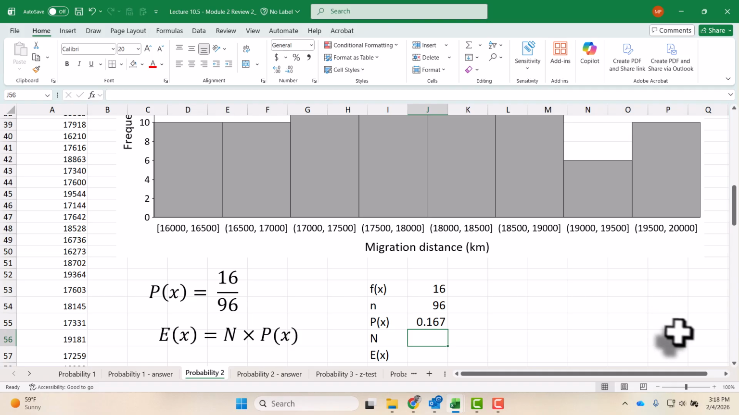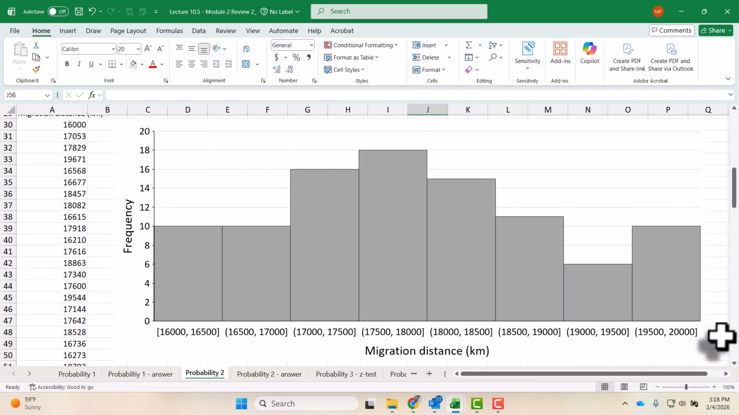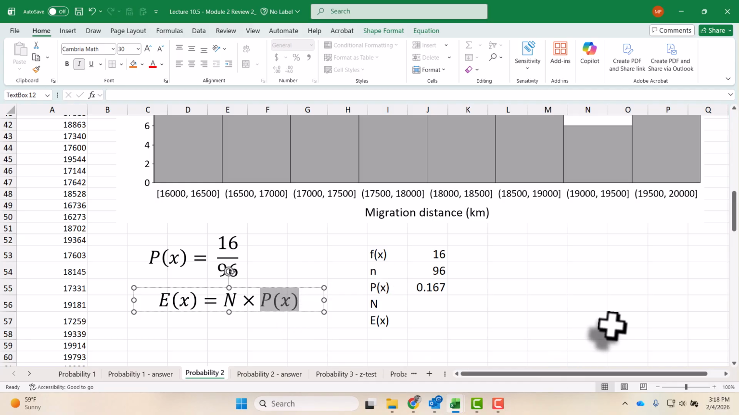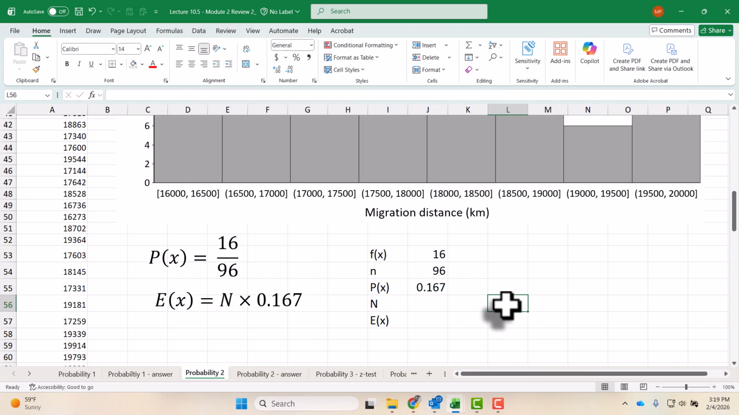What this tells us is that among the whales that we've tracked, we have a 16.7% likelihood of selecting one at random that's traveled more than 19,000 kilometers. So we have the first part of our formula solved. And for our E of x, we have P of x here. The last step is going to be including n. Not small n, which is our sample size, but big N, which is our population size.